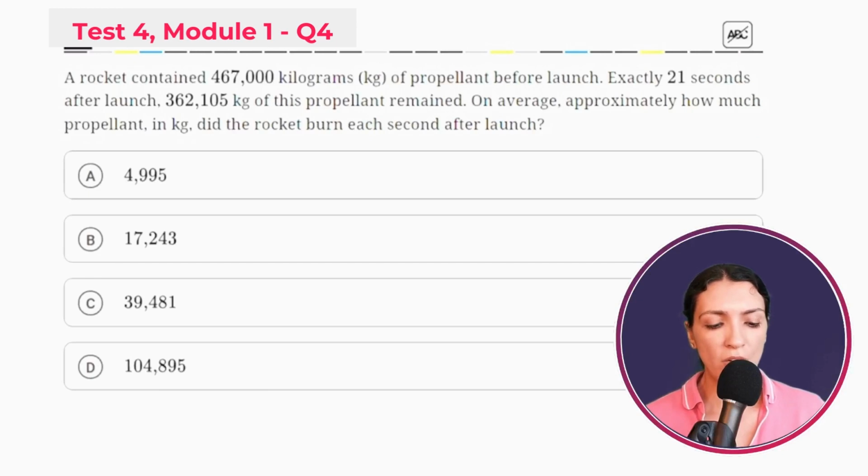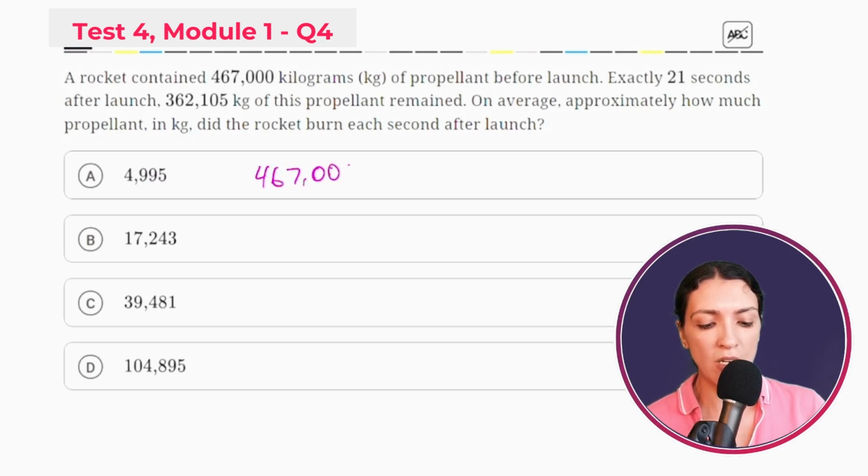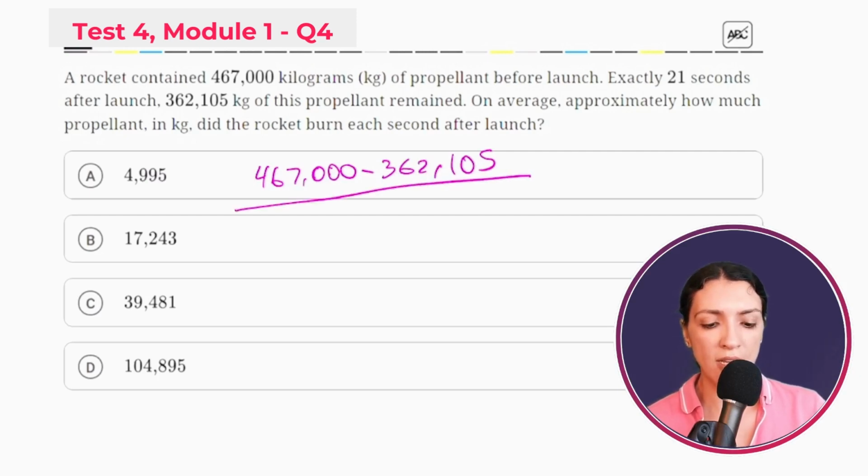For this question, we're asked to find the amount of fuel that's burnt within the given time. Now, if we quickly check, the units of the mass are kilograms and the units for the time is seconds, so we don't have to worry about the units. We need to find how much of the fuel was actually burnt within the given time. So that would be the difference between the initial and the final that's given. And we're going to divide that by the time, 21 seconds.